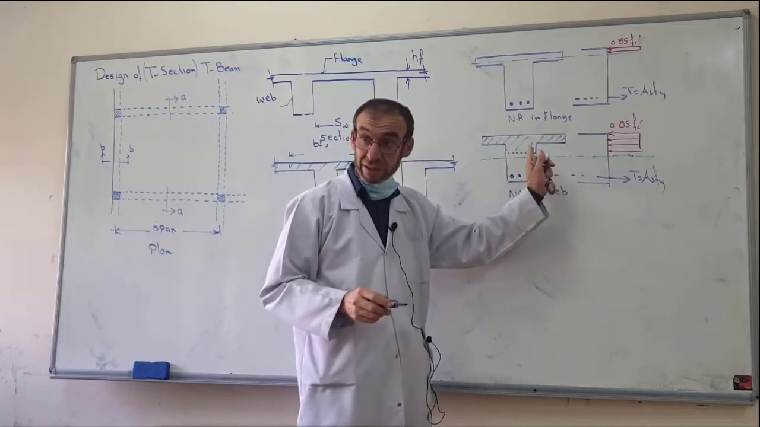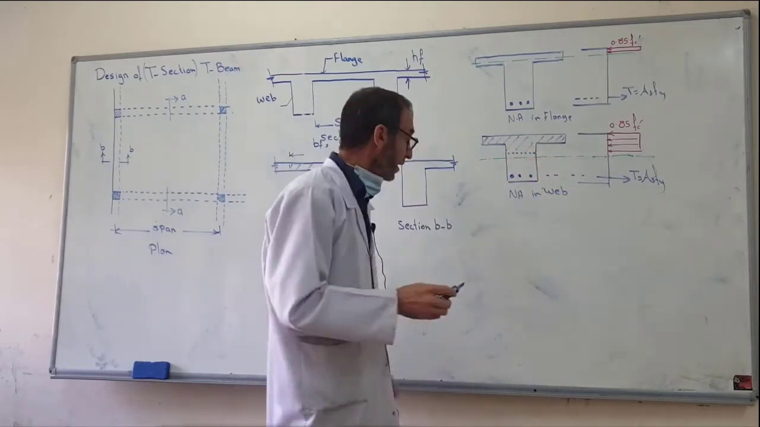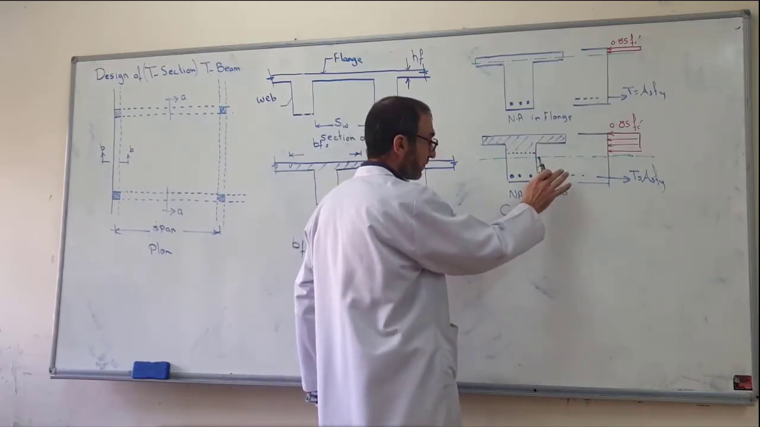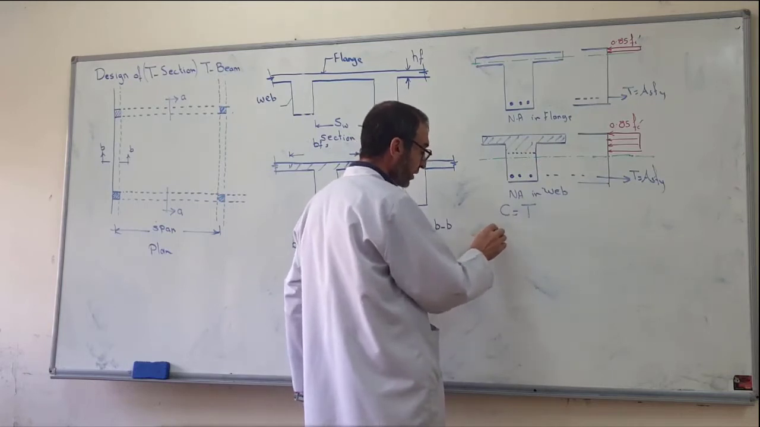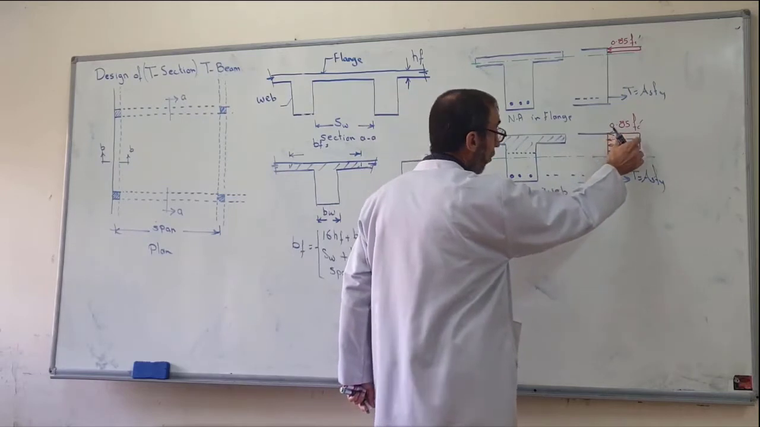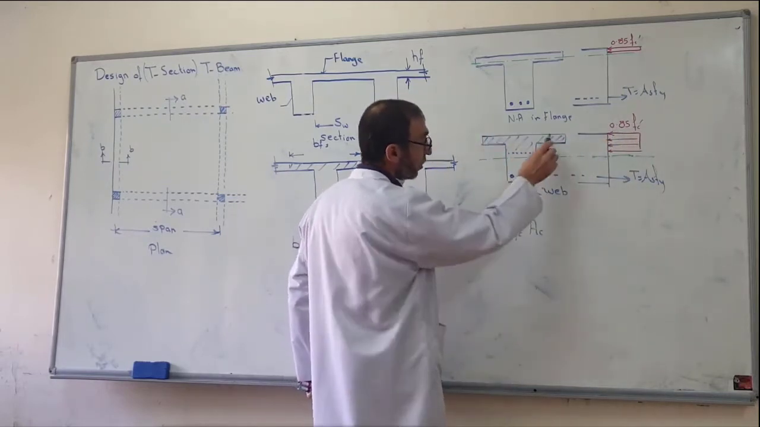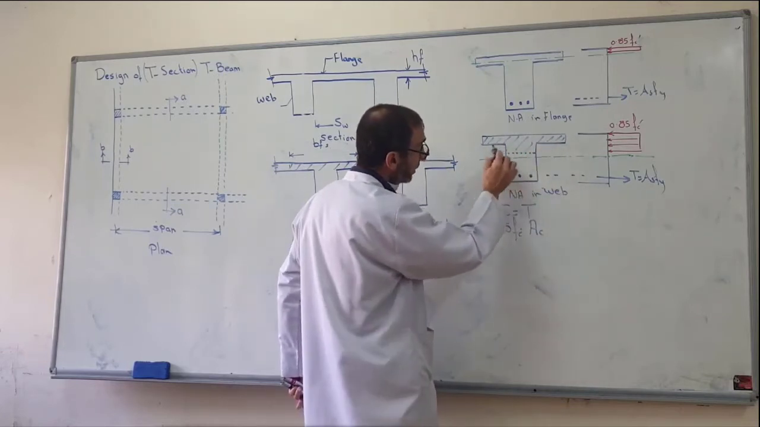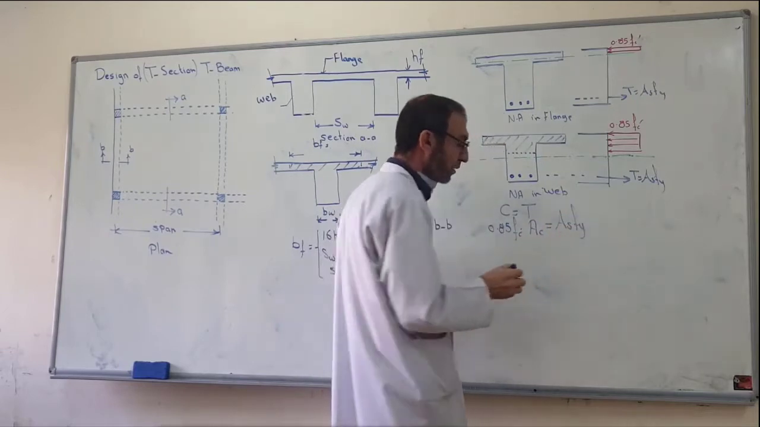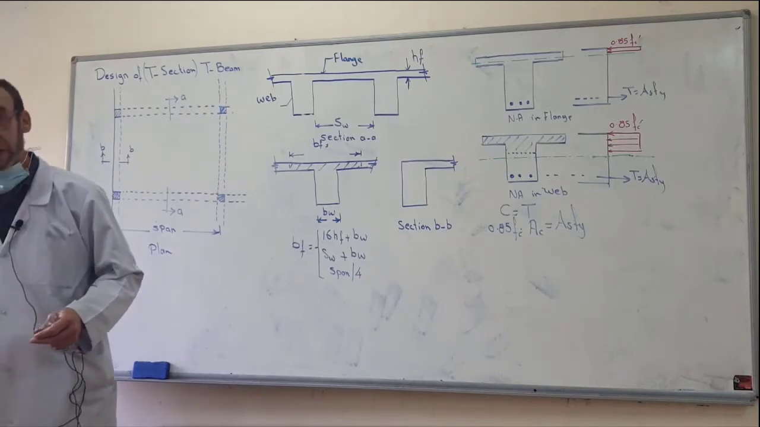This is not rectangular, it is an irregular shape. Then compression equals tension. This is new for us. Compression is equal to 0.85 FC prime times this area. This area we call the area of the concrete under the compressive force. It equals AS FY. Is that clear? It equals AS FY.